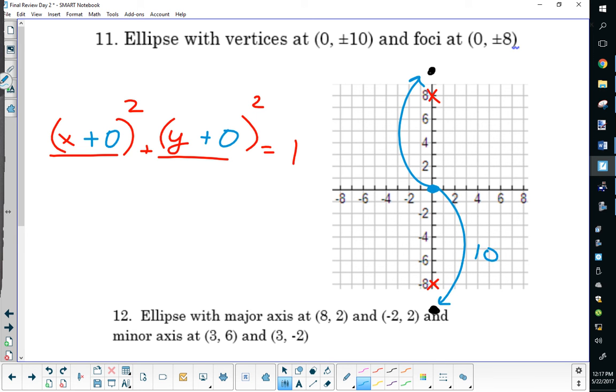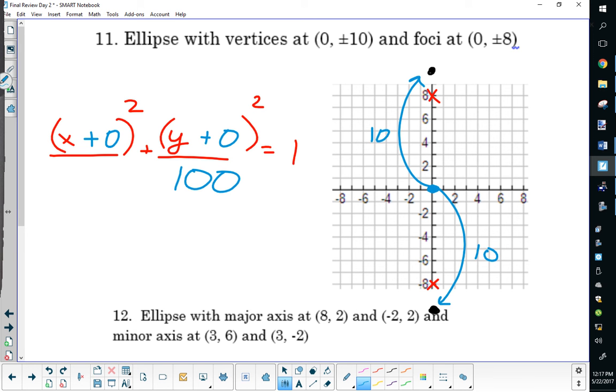We moved 10 up to the top vertex and down to the bottom. So I take that 10. What do I need to do with it? Square it. So 10 squared is 100. Where does 100 go, underneath my x or my y? Underneath my y, so we throw 100 underneath there. I have no idea how much I went left and right.